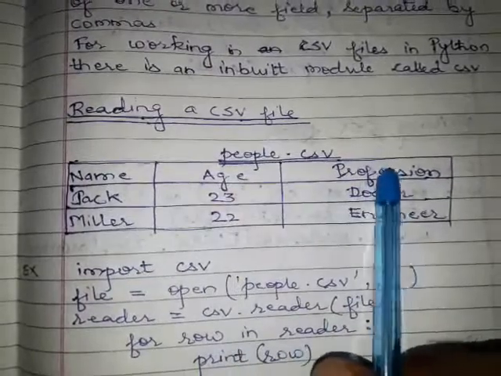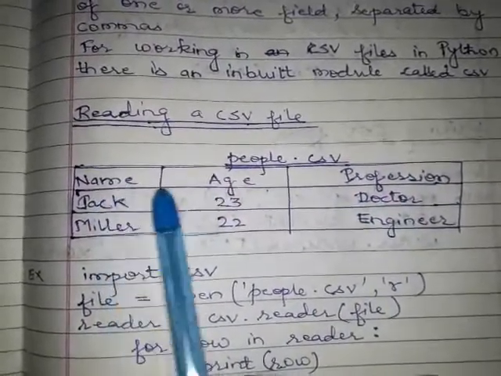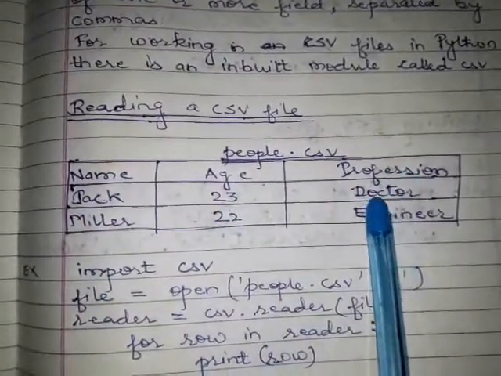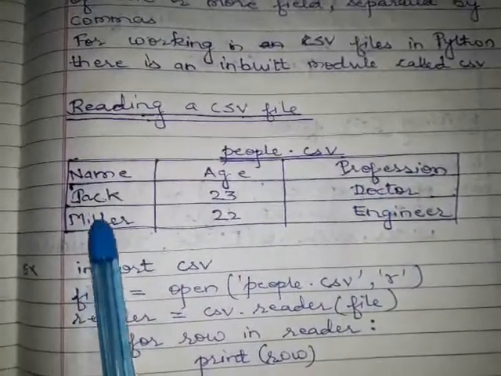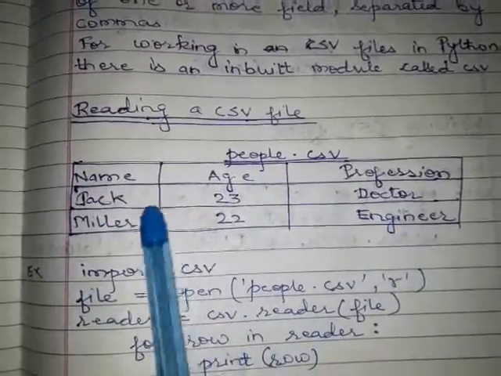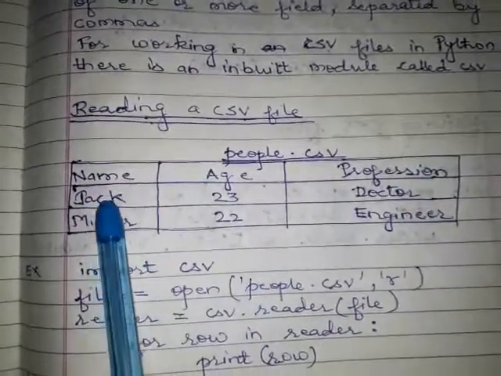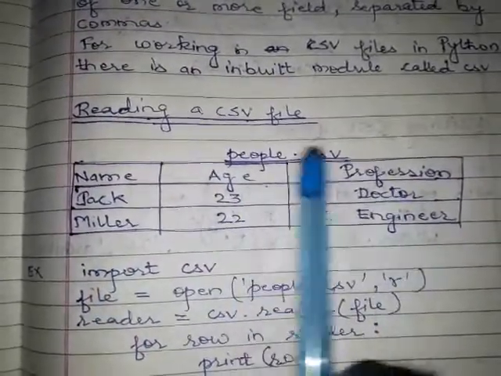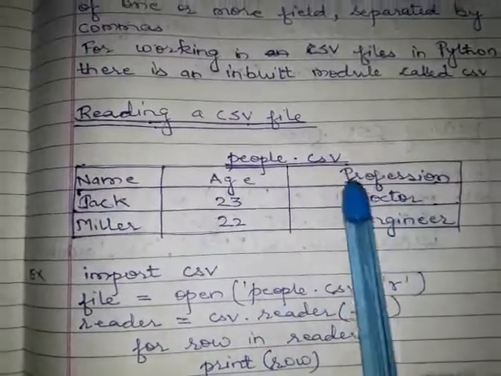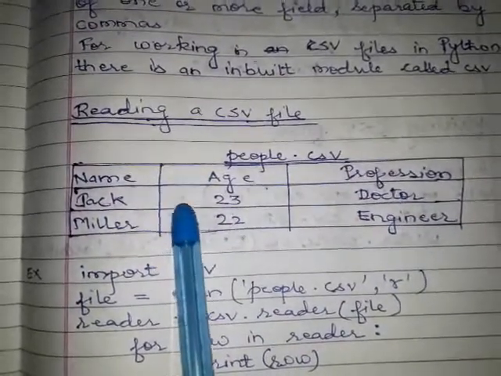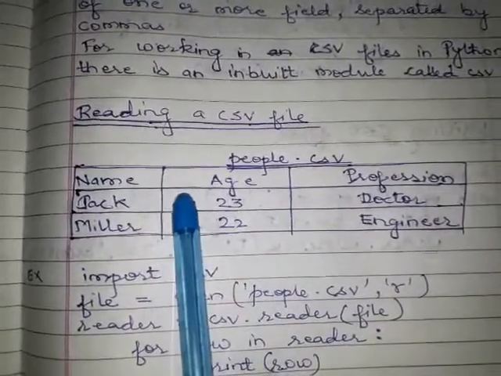Name, age, profession. Name is Jack, age is 23, profession is doctor. Then another record is Miller, 22, engineer. So there are three records: name, age, profession. Then Jack, 23, doctor. Miller, 22, engineer. Make this file in Excel and save this file.